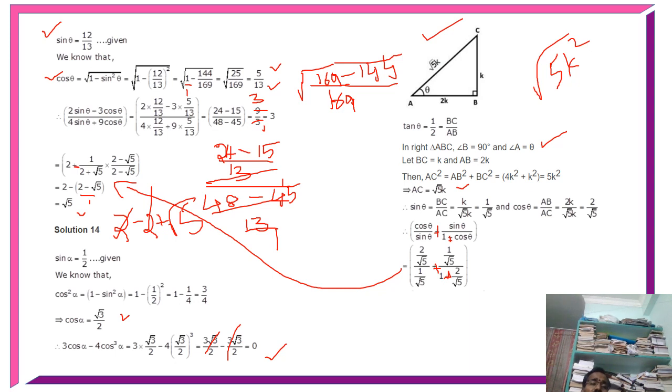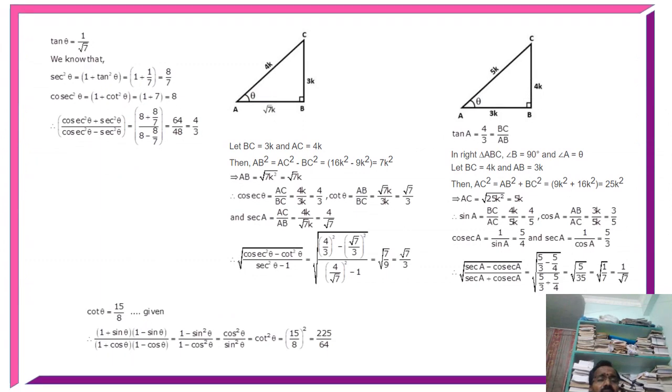In this manner, we will solve the problem. This is the part of this problem, children. Don't get confused. So next we'll go with the next slide. In the next slide, it is given tan theta is 1 by root 7, and find the value of cosecant square theta plus secant square theta by cosecant square theta minus secant square theta.